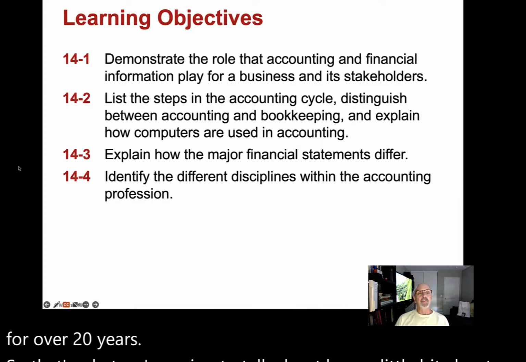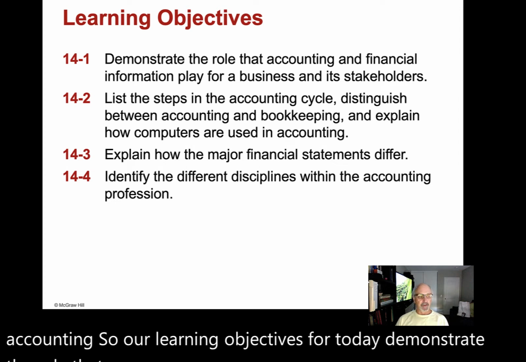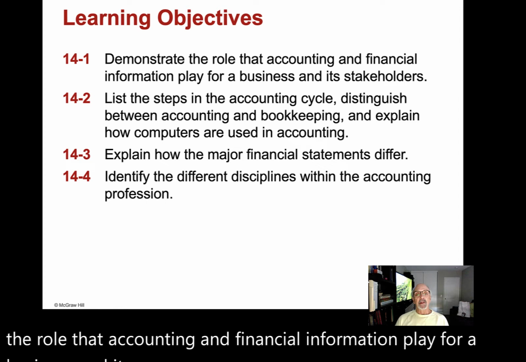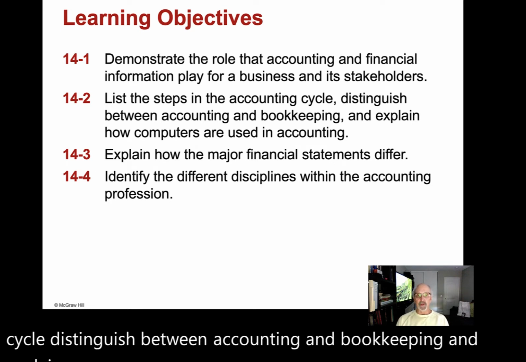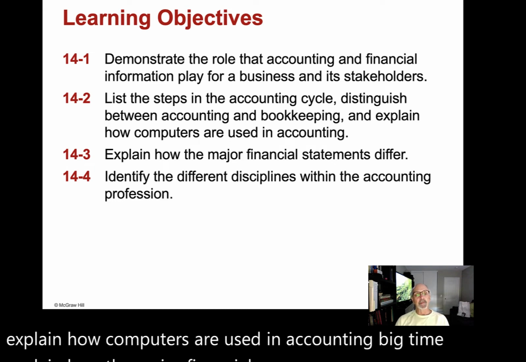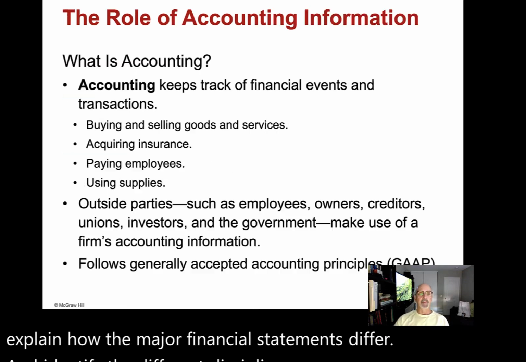So our learning objectives for today: demonstrate the role that accounting and financial information play for a business and its stakeholders, list the steps in the accounting cycle, distinguish between accounting and bookkeeping, and explain how computers are used in accounting. Big time. Explain how the major financial statements differ and identify the different disciplines within the accounting profession.